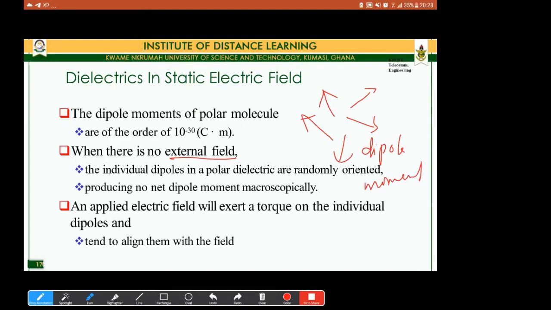But if you apply an external electric field, then they will all align in one direction like this. And the alignment in one direction will create a resultant electric dipole moment. Now we are going to look at the nature of this electric dipole moment.